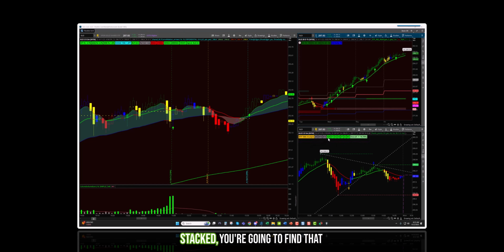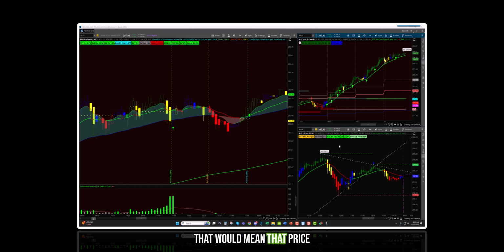Whenever they're stacked, you're going to find that they're green. So 7 out of 10 are green. So this is showing this type of price action right here, where everything is lined up going to the upside. But you notice that the 5, the 10, and the 15, they're gray. That means even though price is above, they're not stacked any longer.